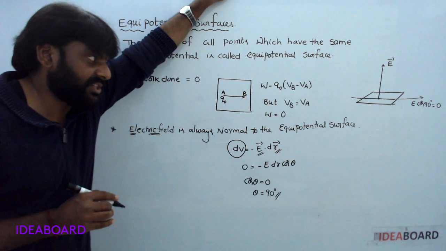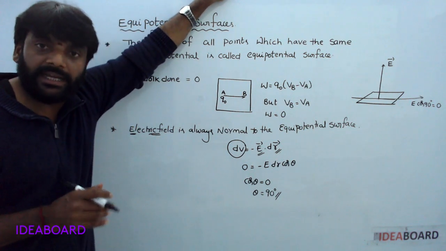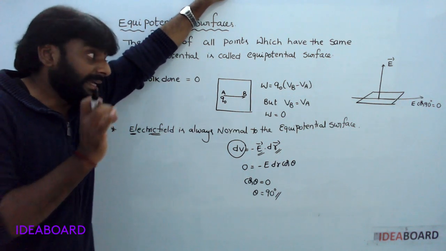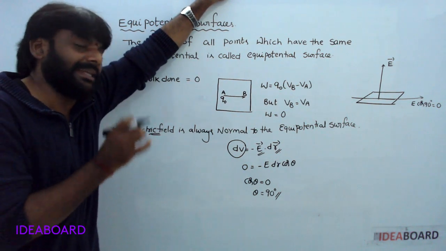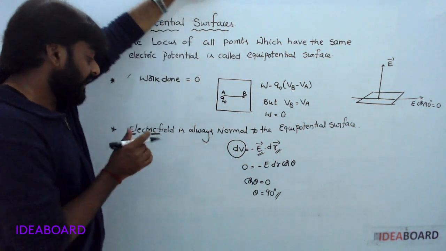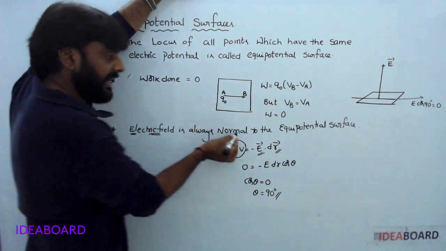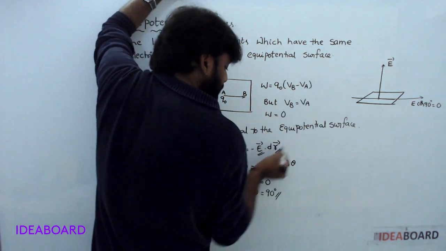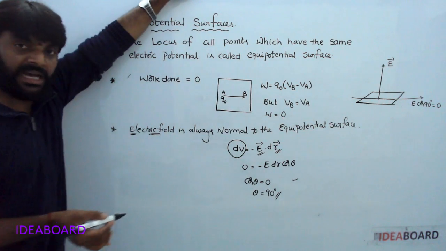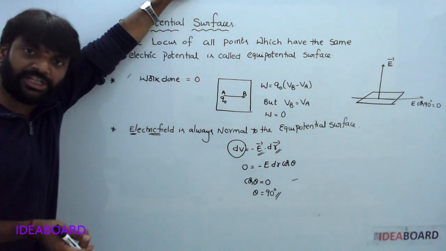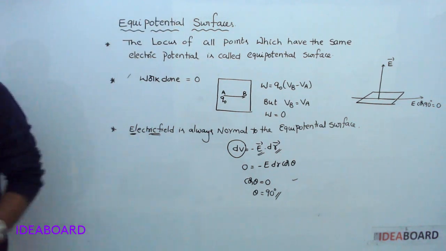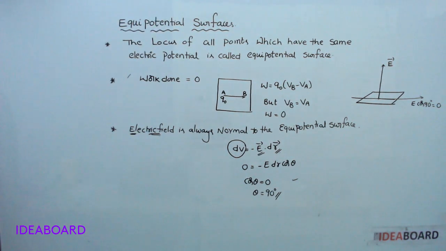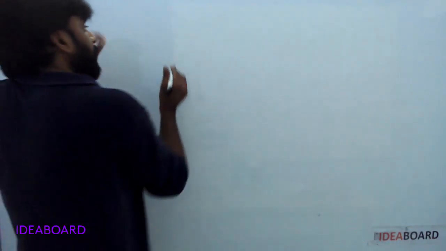Electric field intensity component along the equipotential surface direction is 0 because the electric field is always normal to the equipotential surface. Understood? Okay. Next point.